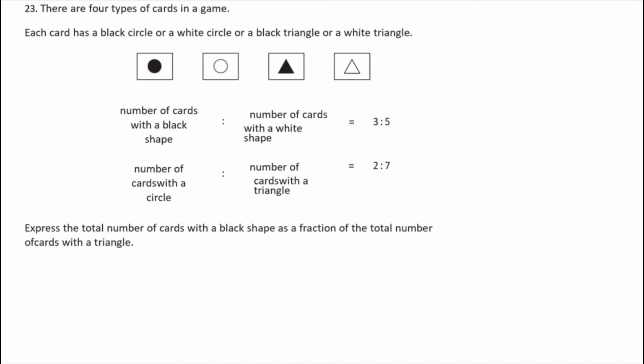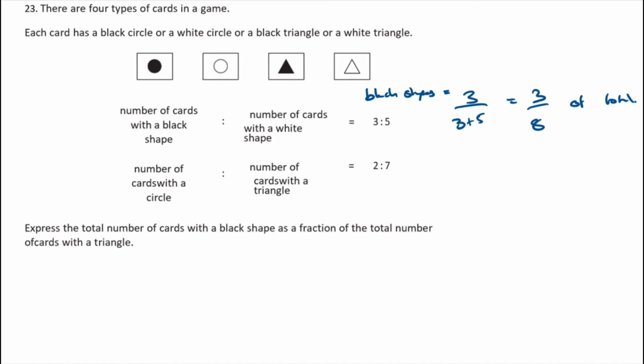What are we going to do here then? So if the number of cards with a black shape to the number of cards with a white shape is 3 to 5, that means that 3 over 3 plus 5, or 3/8 of the shapes, are black. So 3/8 of the total cards are black shapes. I suppose black shapes equals 3/8 of total. Yeah, so black shapes is 3/8 of the total number of shapes.